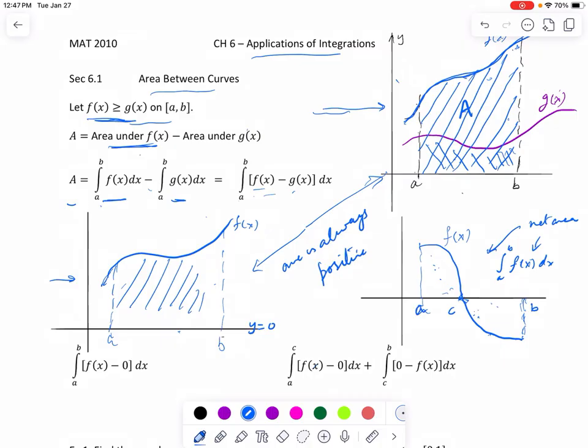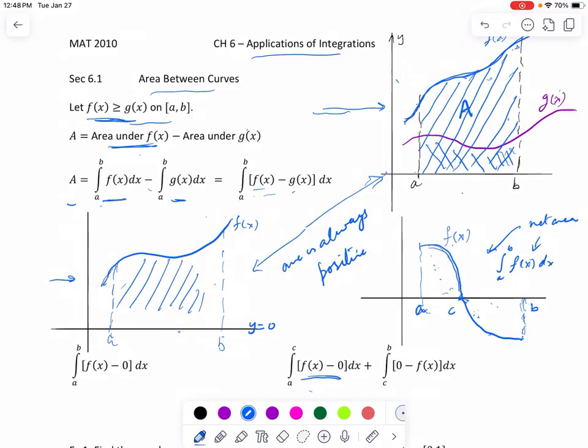So think about it. Between the interval a to c, which function is above, or which function is the upper function? f of x is upper, and the x-axis is the lower. So I can write the area between a and c as the integral from a to c of f of x minus 0. Area above minus area below. So function up minus the function below.